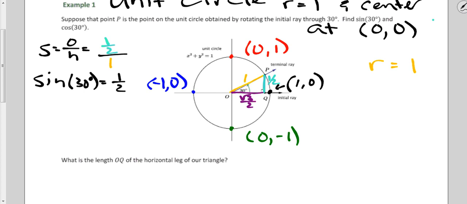Who's got a calculator here? Punch in 30, sine, enter. Or if your calculator does it funky, do sine 30, enter. And tell me what you get. 0.5.